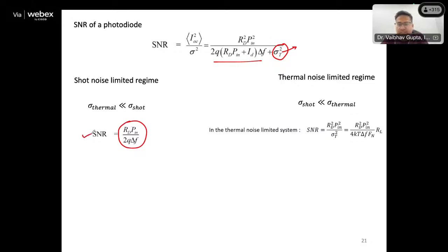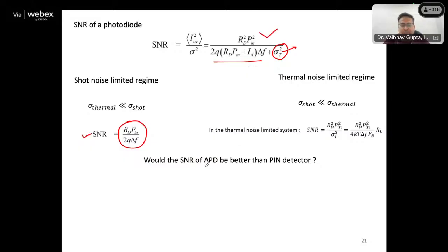Now if you look at this, here your SNR is directly related with the incident power. So with the incident power, as you already know, if you reduce the power, the shot noise will get reduced, right? So here you can see that. And in case of a thermal limited system, this is how the system behaves, or basically RL is the defining factor. So this is for a simple PIN diode, right?